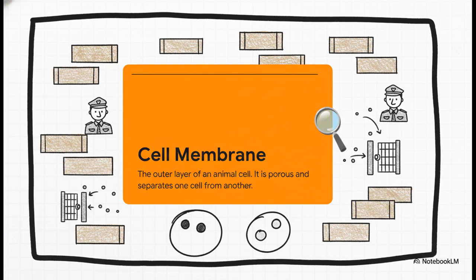So, what are these bricks actually made of? Let's break down the three main parts of an animal cell. First up, you've got the cell membrane. You can think of it like a security guard or a gatekeeper for the cell. It's super careful about what it lets in and out, keeping the inside separate from the outside world.